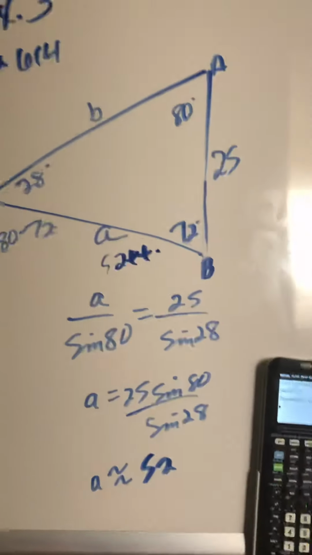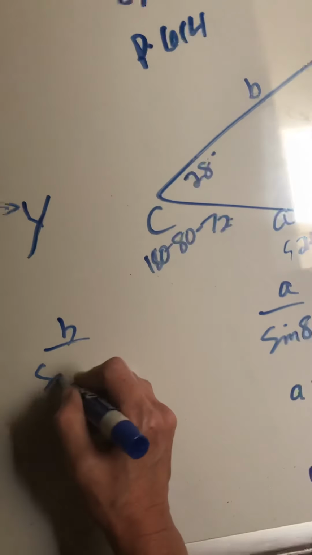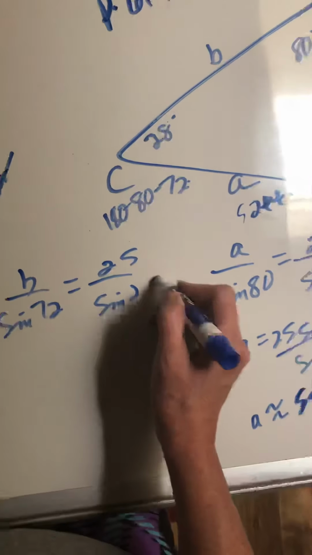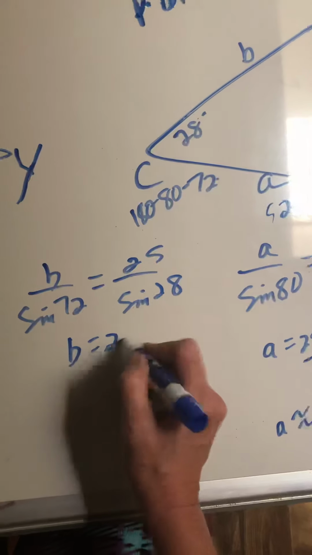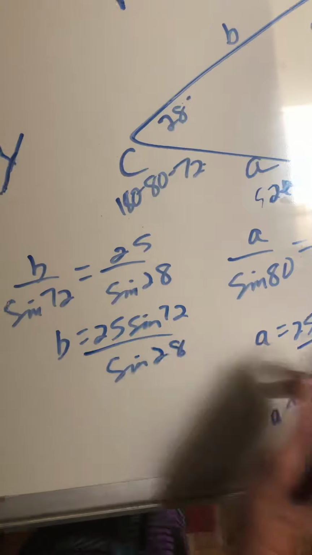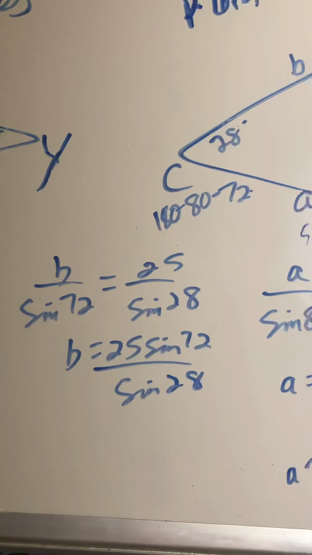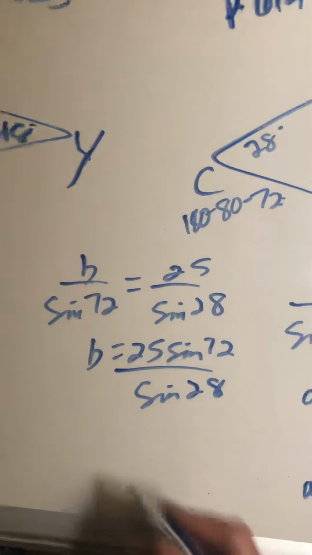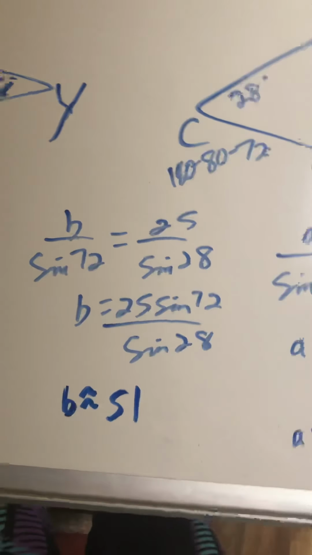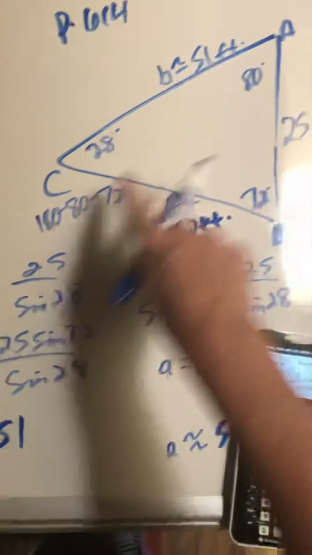So now we need to find B. So we set up law of sines to find B. So B over sine 72 equals 25 over sine 28. So then B is going to be 25 sine 72 divided by sine 28. So 25 sine 72, close parentheses, divided by sine 28 gives me about 51, because we have to round it. It was like 50.6. So B is about 51 feet. So surveyor A is about 51 feet from the storm drain.